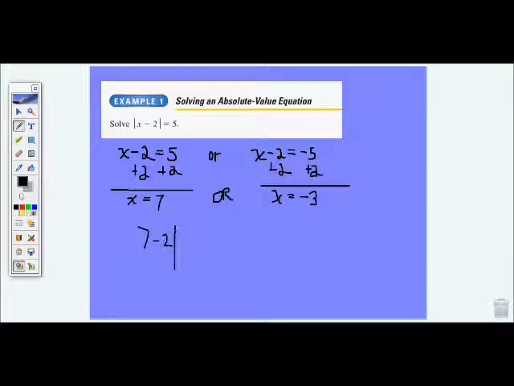7 minus 2 is 5, so the absolute value of it is also still 5, so this is a true statement. Let's put this one in. -3 combined with a -2, and our absolute value. Is that equal to, sorry, go back up to the original statement, 5. So -3 minus 2, or add a -2, equals -5. It's in the absolute value sign. Is the absolute value of -5 5? Yes, it is. So both of those are true statements. We have checked our solution.